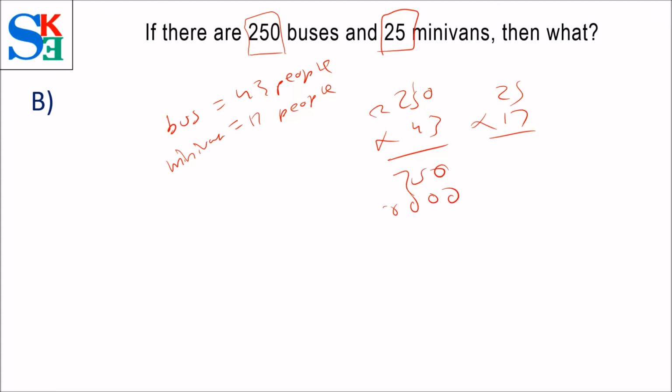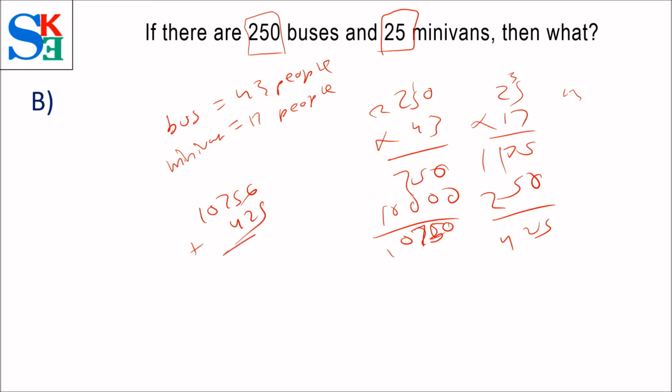Multiplying gives 10750. Then the minivans part, 25 multiplied by 17, gives 425. 10750 plus 425 is 11181. If I'm correct, yes, I'm correct. I hope I'm correct. Well, anyways, let me just check. 25 multiplied by 17, that should be correct. Yes, that's correct.